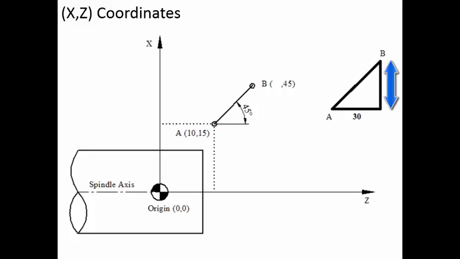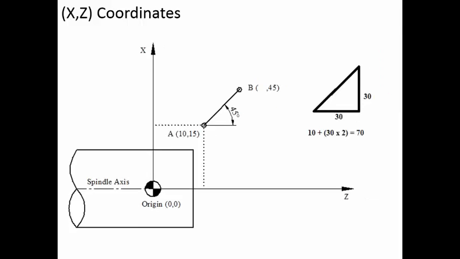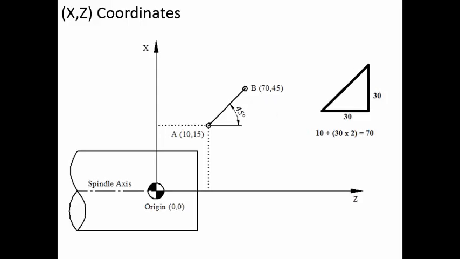Now whatever the x coordinate value of B is here, that represents the diameter at this particular point. So if this is 30, that will be on the radius. So we have to add 2 times, so 30 into 2. Then we have to add the diameter at this particular point, that is 10. So 30 into 2 plus 10 is equal to 70 millimeter, the x coordinate of B.